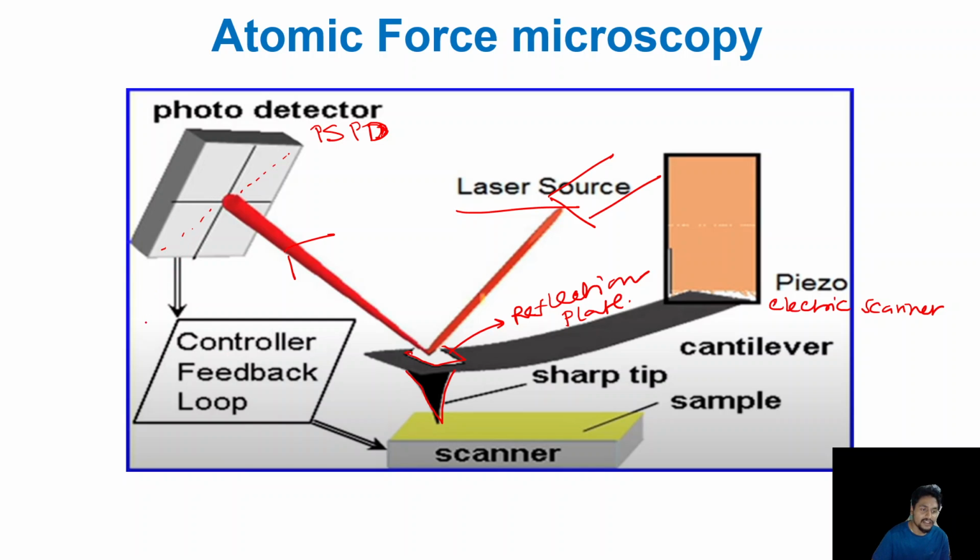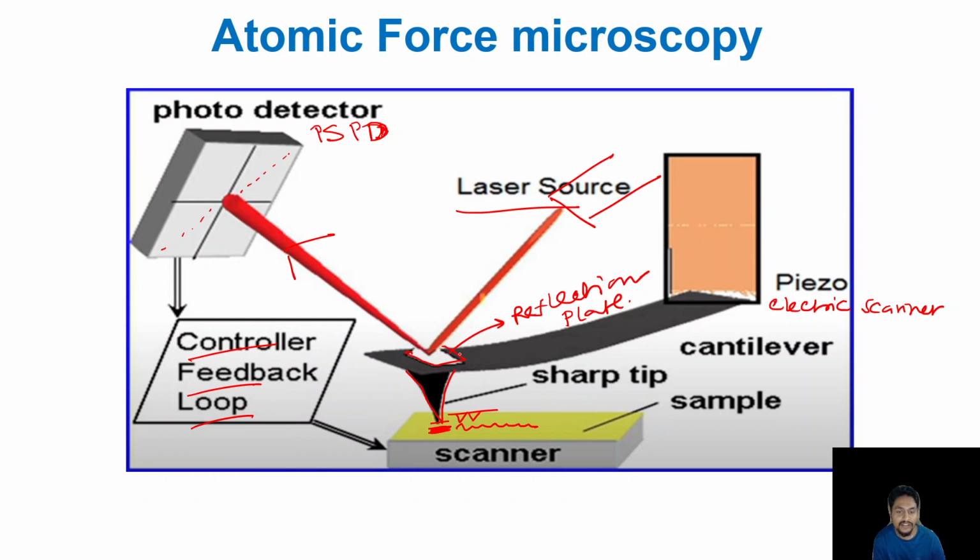Now this is connected to a controller feedback loop, and the sample surface can also be scanned. Now whenever it is in the contact region, let's say this tip is very near to this surface, and the surface has some protrusions. Let's say the tip is maintaining the same height. In this position, the attraction or repulsion, the interaction, will be very high, and in this position the interaction will be lesser than this.